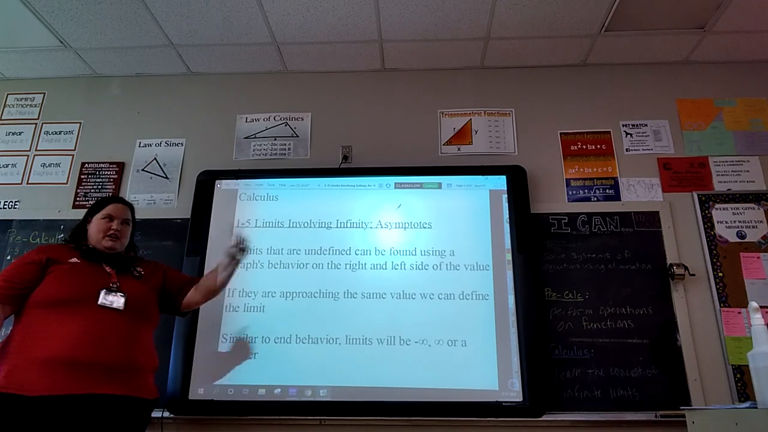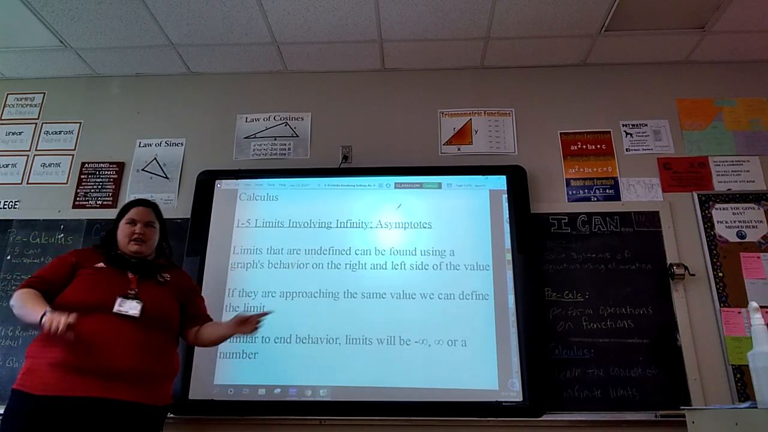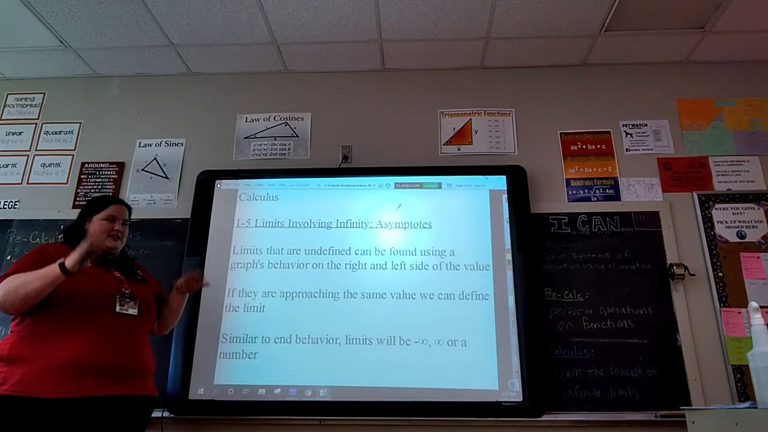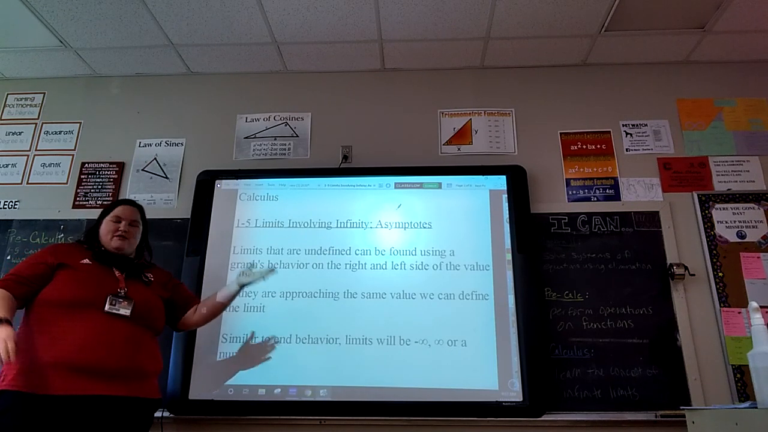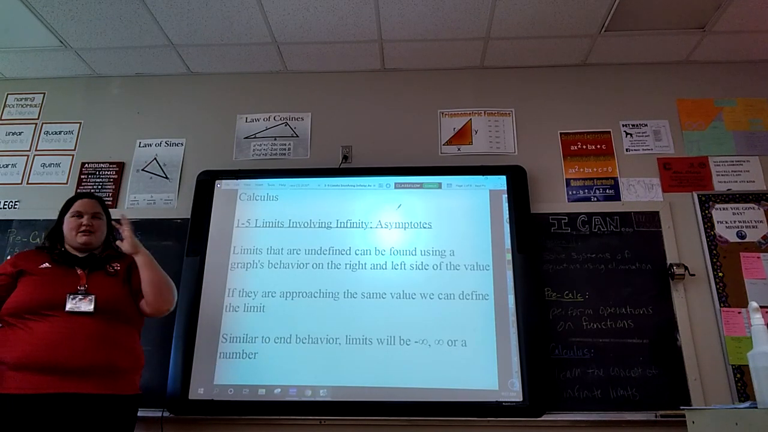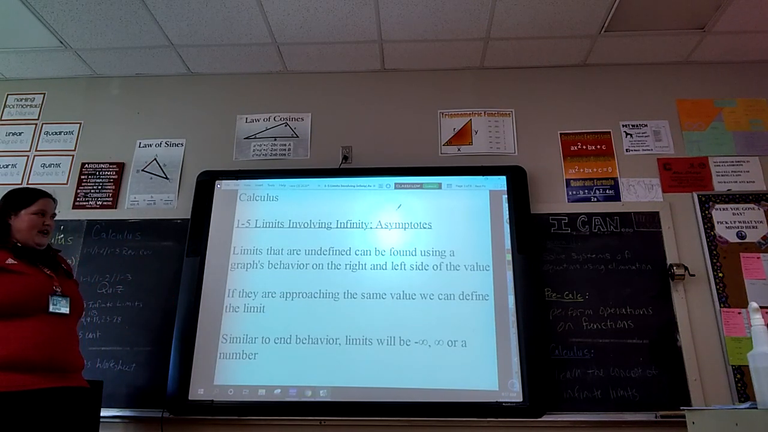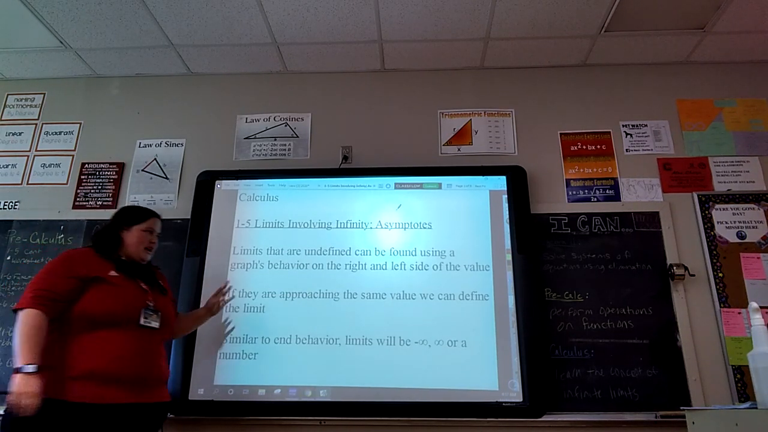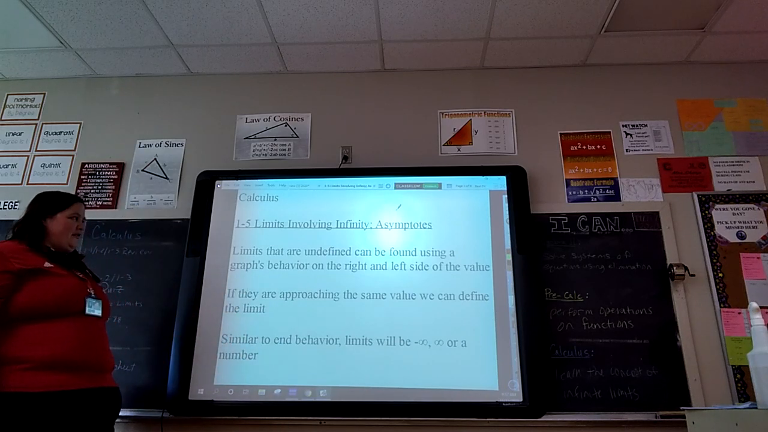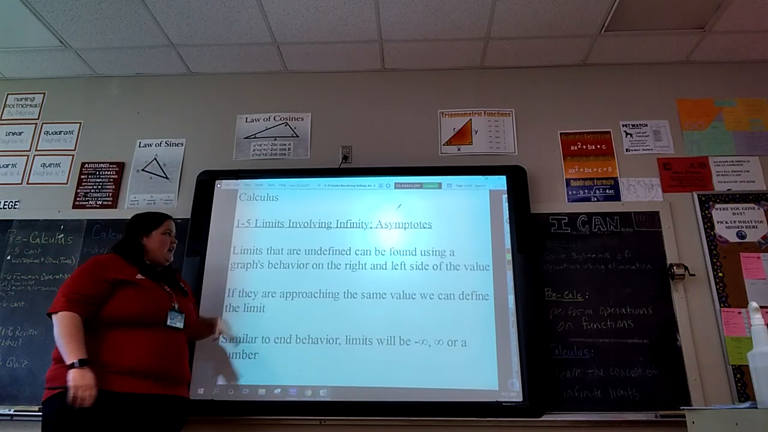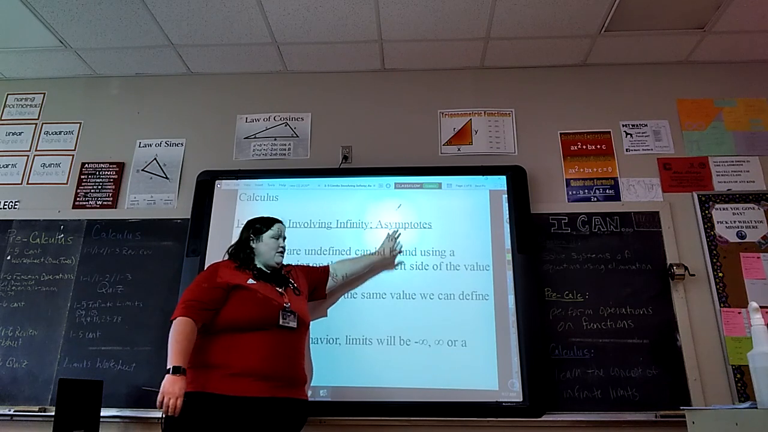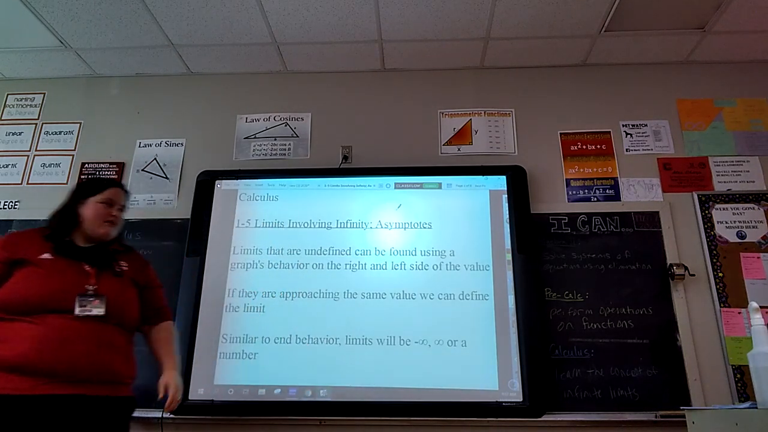Or like I said, we could be looking at the graph as it's going towards infinity or negative infinity, and kind of see what the graph's doing. That one mirrors the end-behavior stuff we talked about at the beginning of last year, so if it seems familiar, that's why. Today we're going to talk about both of those types of infinity. And usually when we're talking about those, it involves some sort of asymptote of the graph.